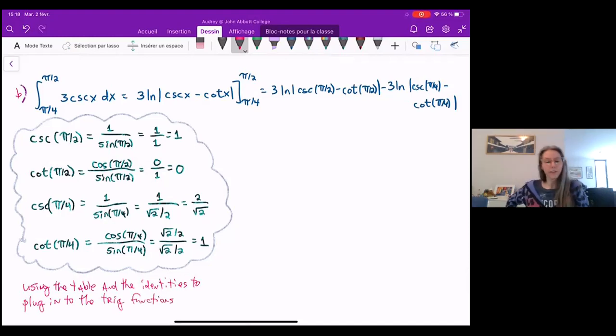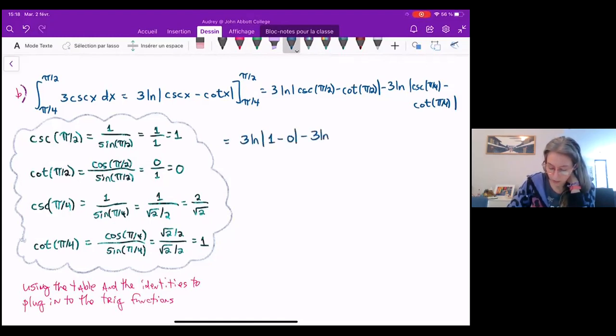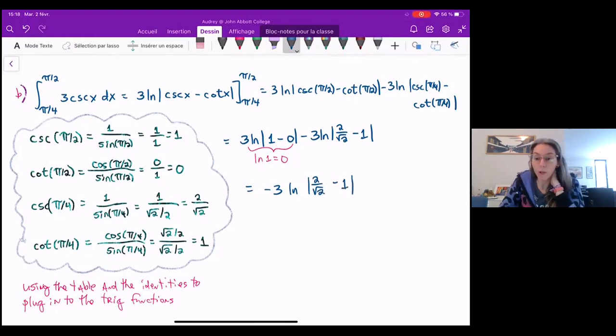Okay, so let's finish this thing. Now I'm going to replace each of my trig functions there with the values that I got here. So this is 3 natural log of 1 minus 0 minus 3 natural log. Cosecant of pi over 4 was 2 over root 2 minus 1. Well, it turns out ln of 1 is just equal to 0. So this is actually just negative 3 natural log of 2 over root 2 minus 1. I'm not going to plug that into my calculator and get a decimal. This is a beautiful, wonderful answer, and I'm going to leave it this way.